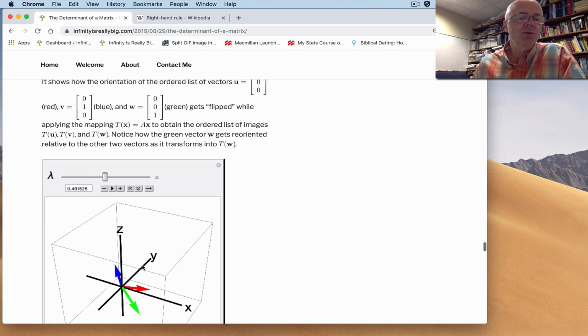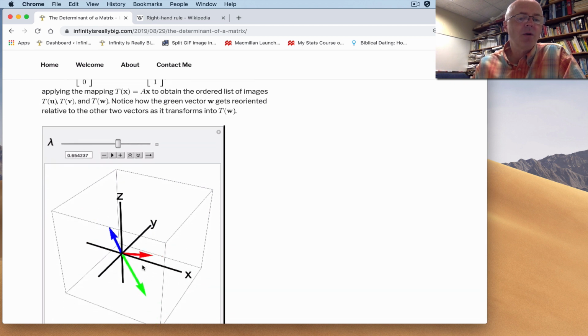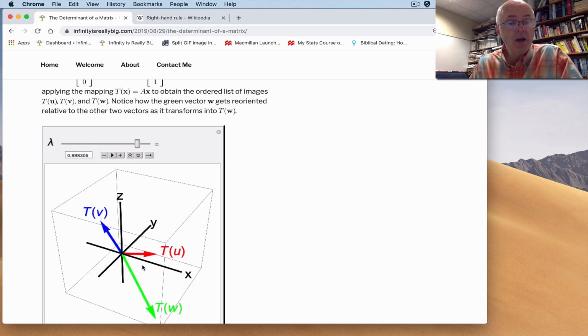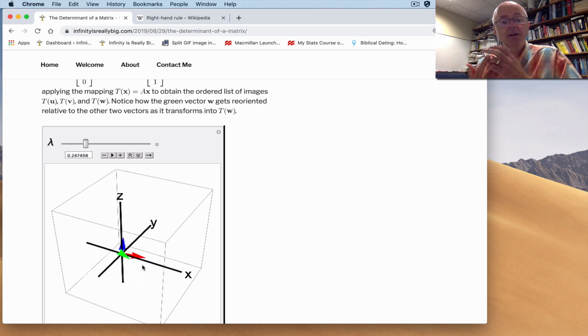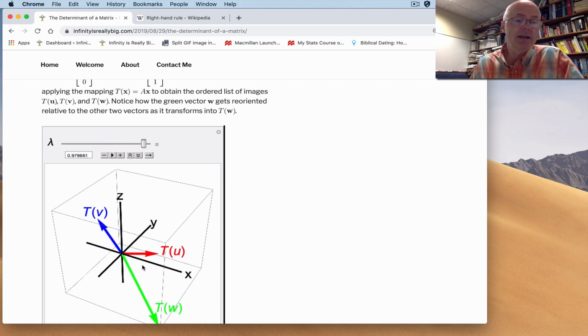And here we see a visual showing how the original three vectors, these three right here, u, v, and w, that do follow the right-hand rule, when you look at their images, T of u, T of v, and T of w, they don't follow the right-hand rule any longer. T of w is kind of coming out of the screen at you there a little bit. They follow the left-hand rule, oriented according to your left hand. You might want to try with your right and left hands here to double check that.